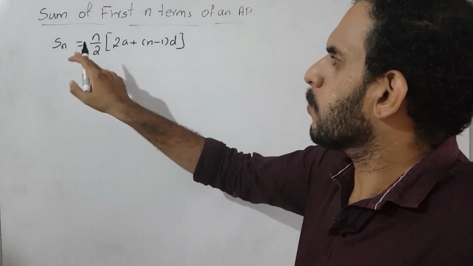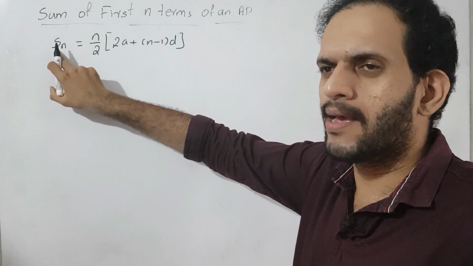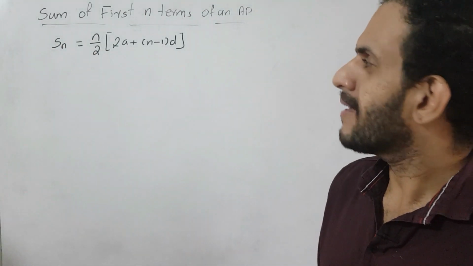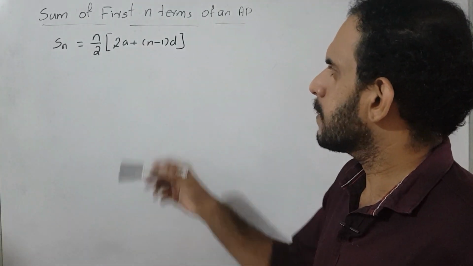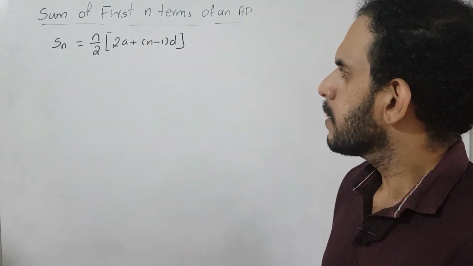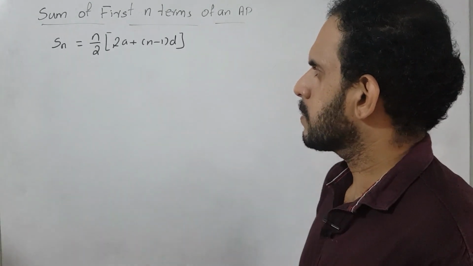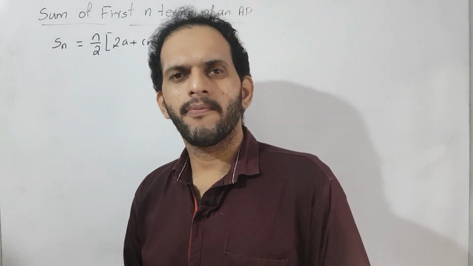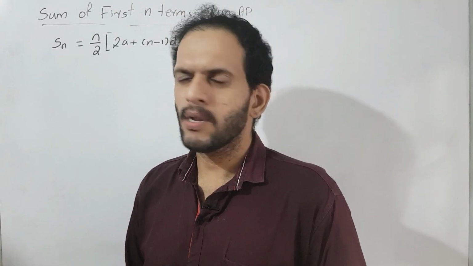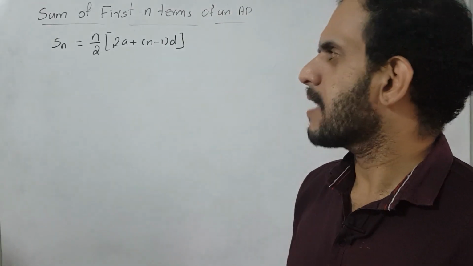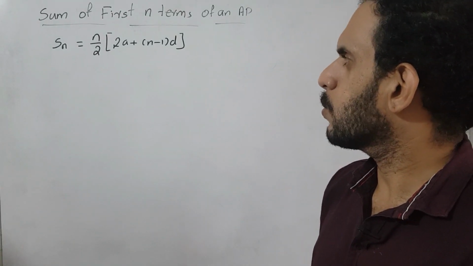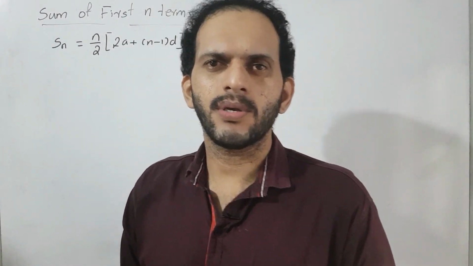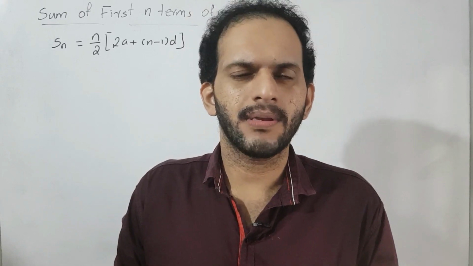Here S denotes the sum, n is the number of terms, a is the first term of the AP, and d is the common difference. If we know the number of terms, the first term and the common difference, it is possible to find the sum of the terms of an AP. The equation is Sn is equal to n by 2 into 2a plus n minus 1 into d. This is the first equation to find the sum of first n terms of an AP.